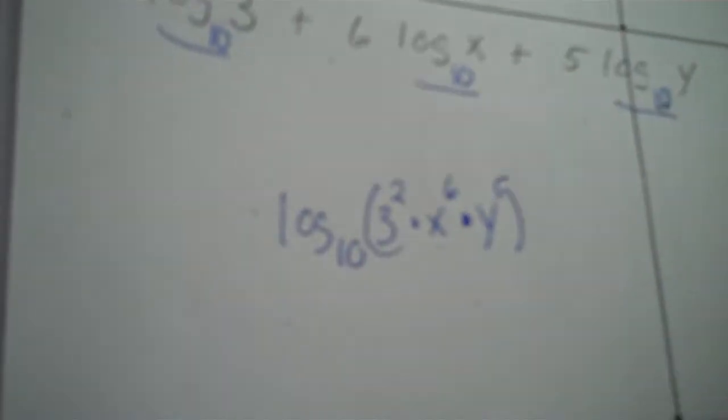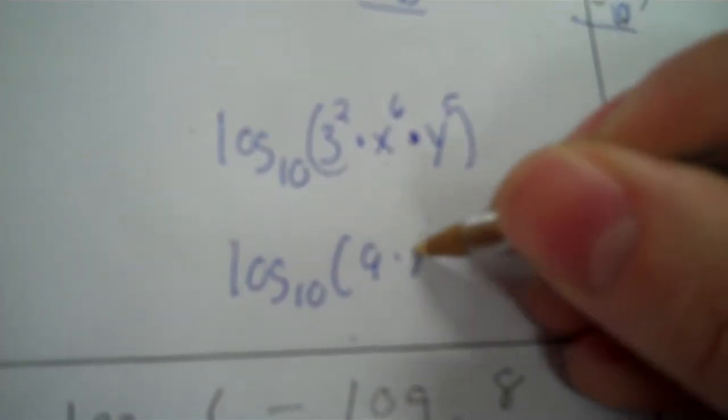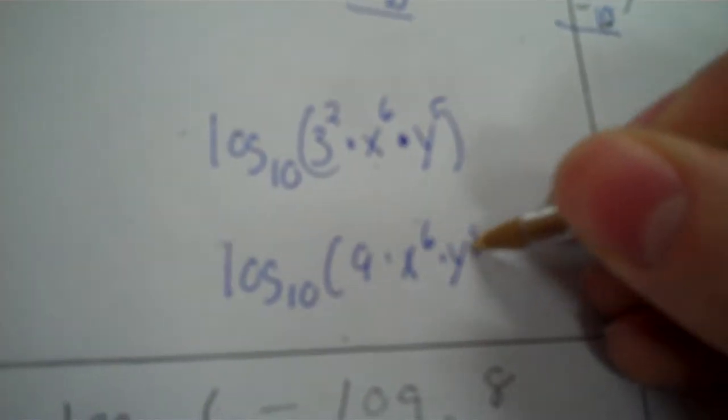Now you could do a little bit of simplifying. 3 to the second power is 9. So it's log base 10 of 9 times x to the 6 times y to the 5th.